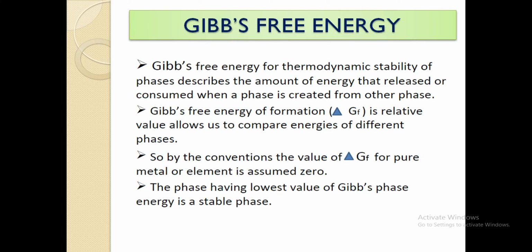Gibbs free energy. Gibbs free energy for thermodynamic stability of phases describes the amount of energy that is released or consumed when a phase is created from another phase. Gibbs free energy of formation, delta G suffix F, is a relative value that allows us to compare energies of different phases. So by convention, the value of delta G F for a pure metal or element is assumed to be 0. The phase having the lowest value of Gibbs free energy is a stable phase.